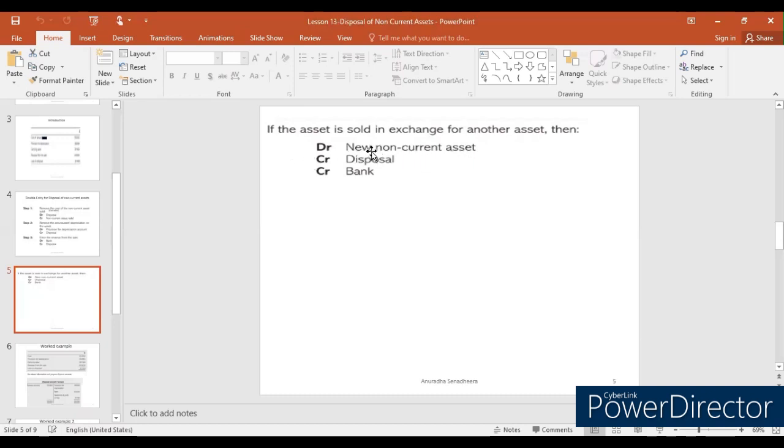Imagine 25 million is the value of the new car, so it's debited. And your car being disposed of is, imagine, 20 million in value. And from hand you are giving them another 5 million. So the answer will be new non-current asset debit, disposal account credit, and bank account credit. So that's a question.